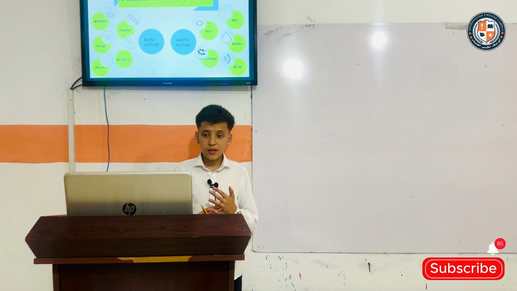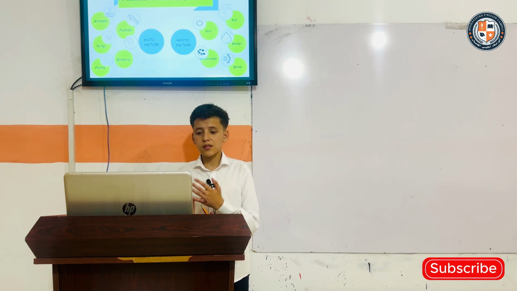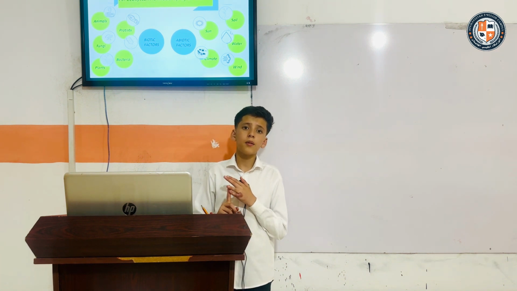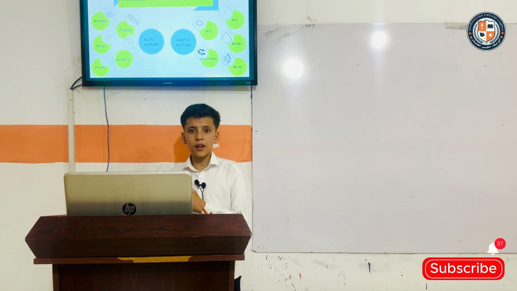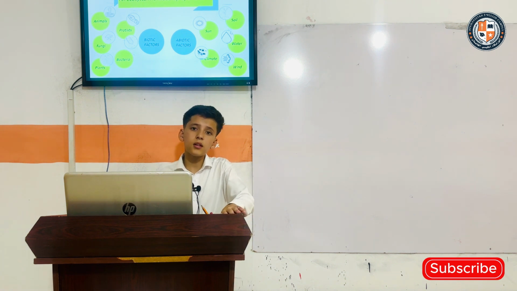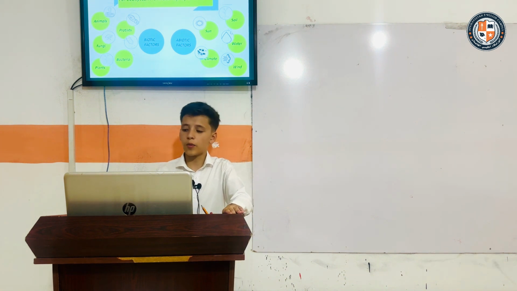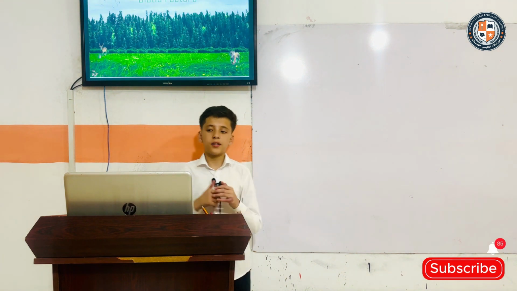An ecosystem is made up of two parts. The first part is biotic factors, which contains animals, protists, fungi, bacteria, and plants. And the other part is the abiotic factors, which contains sun, soil, water, climate, and wind. So what is biotic factors?